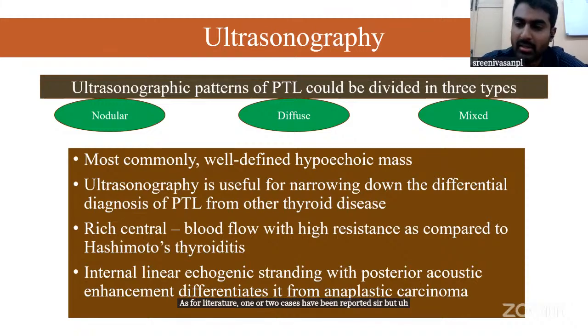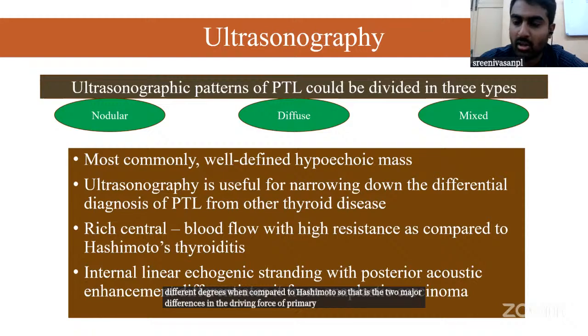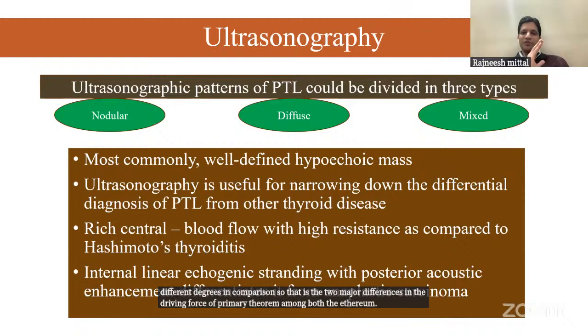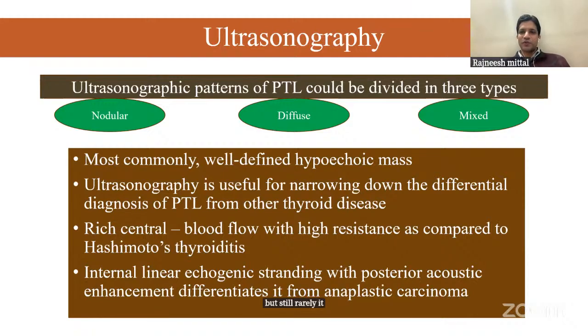Hashimoto's is a predominantly Th1 inflammatory response. Graves is a Th2 inflammatory response. So that is a major driving force behind primary thyroid lymphoma. Also, the cytokine profile is different in Graves when compared to Hashimoto's. So those are the two major differences in the driving force of primary thyroid lymphoma among both etiologies. But still, rarely it can be associated with Graves as well.